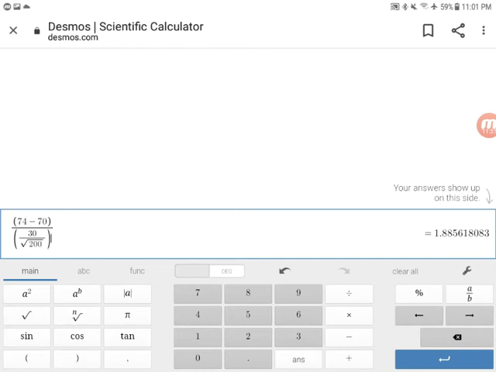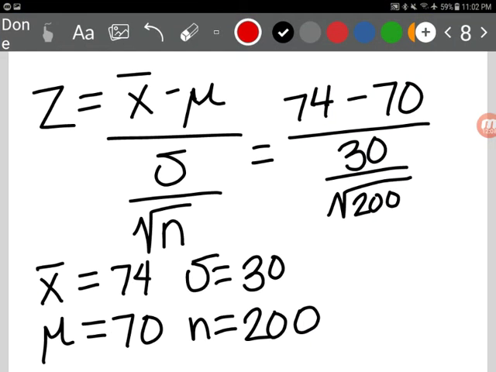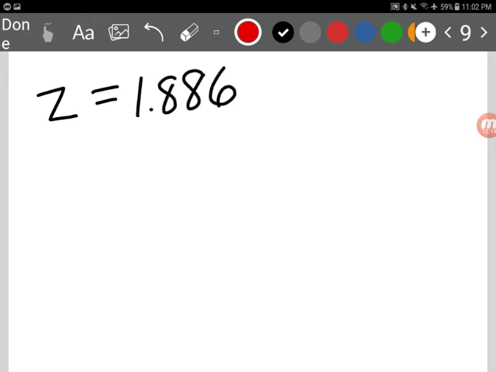And as you can see, z equals 1.886 rounded. Very important. Let's write that down. So my z equals 1.886. Now, we do need to find our p-value. Let's go to step 3 though.